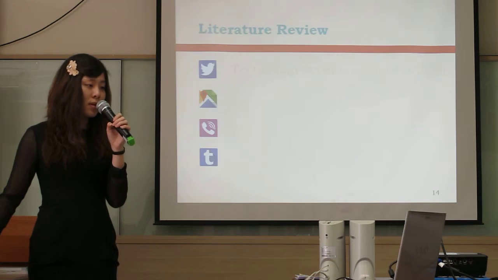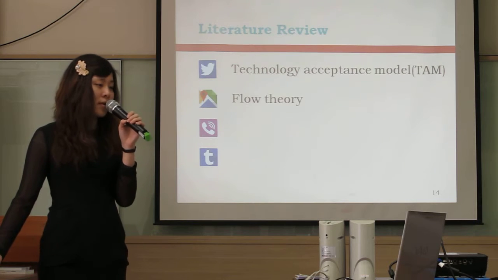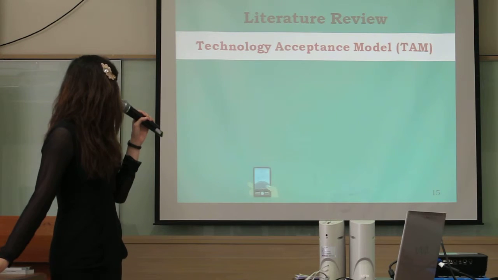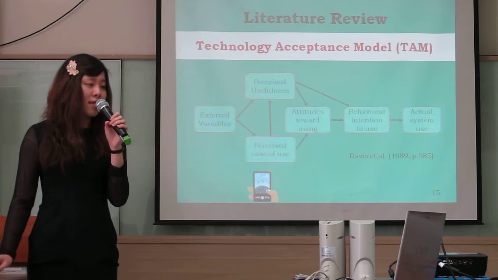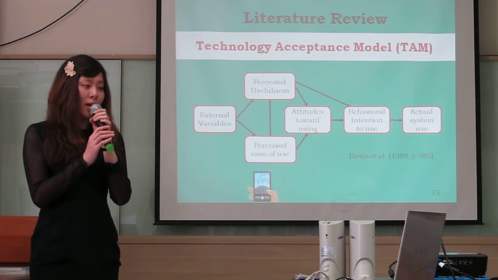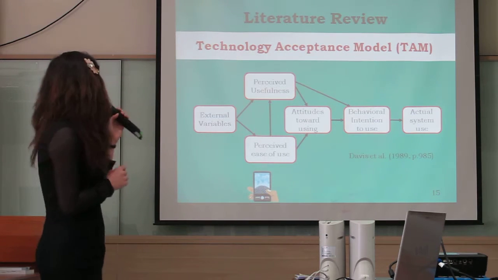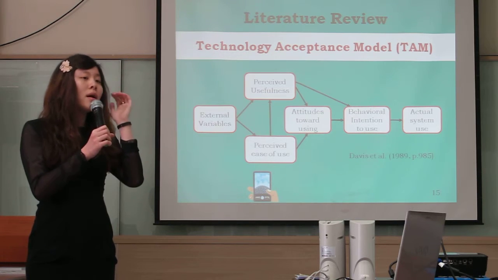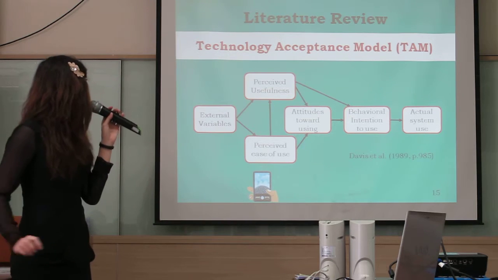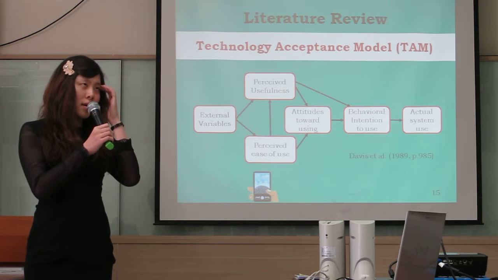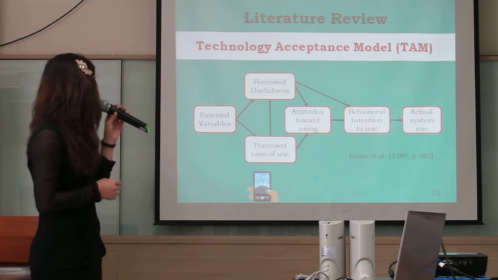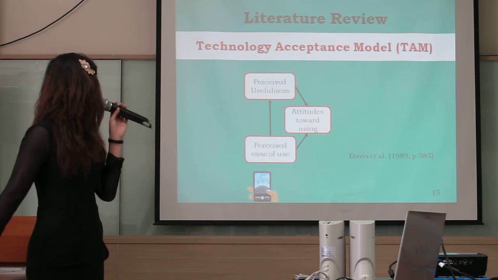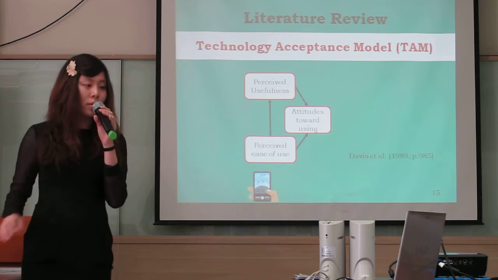Literature review includes technology acceptance model, flow theory, perceived playfulness, and smartphone addiction. Technology acceptance model. In 1989, Davis proposed this frame to forecast acceptance or refusal of users using their new system or new technology. And the technology acceptance model usually interprets users' acceptance for information technology. And this study will use these 3 variables: perceived usefulness, perceived ease of use, attitude toward using.